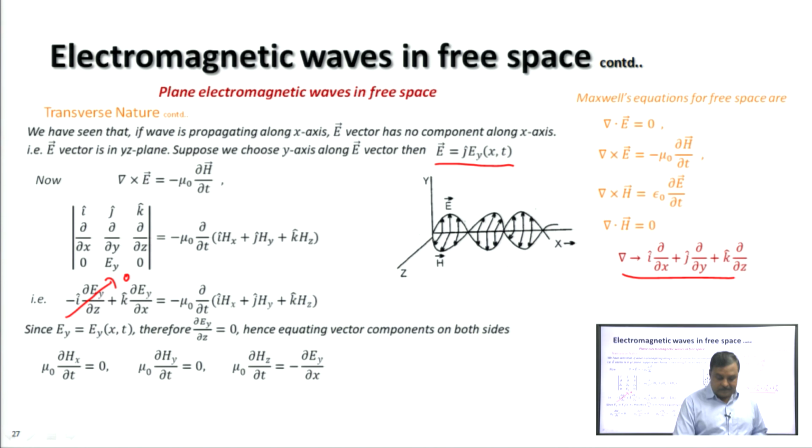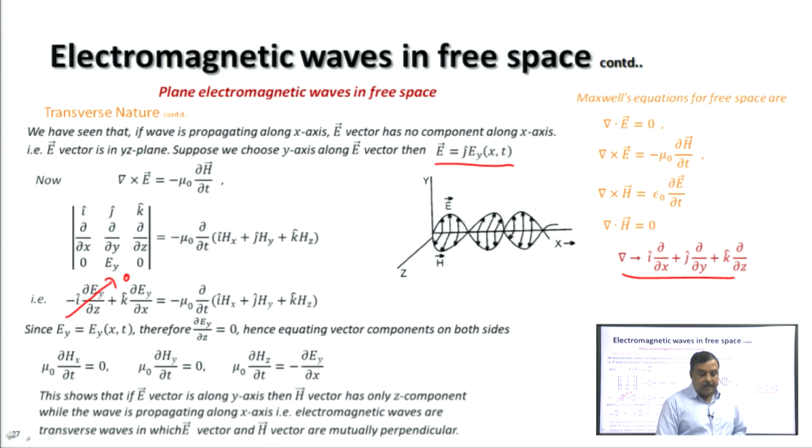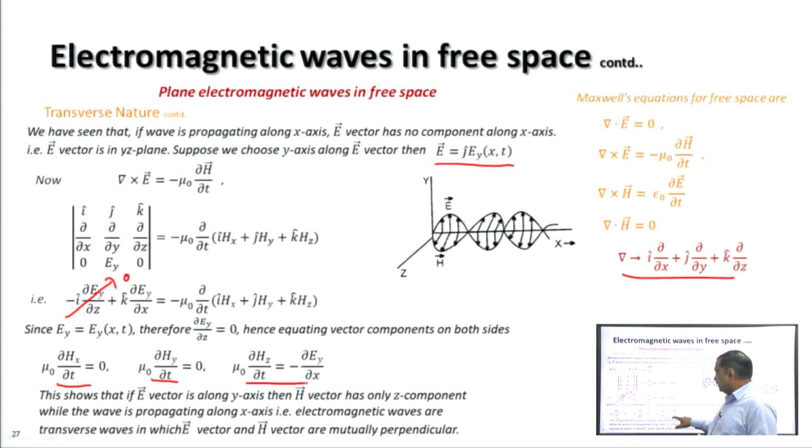We get this, and from this equation we get H x equal to 0, magnetic field has no component along electric field. From this equation we get H y equal to 0, that is magnetic field has no component along y axis, and the z component of magnetic field is given by this equation.